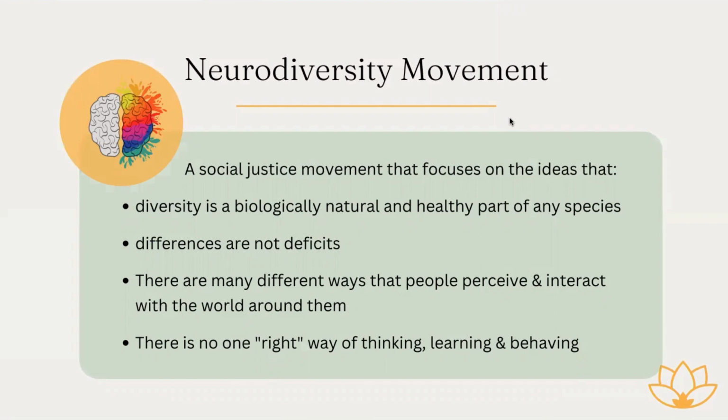It goes along with the belief that there are many different ways that people perceive and interact with the world around them, and that there isn't one right way to think, learn, and behave. So we're really going to be focusing today on not looking at the deficits associated with being on the autism spectrum, but looking at it as differences in the way that the brain functions, the way that people think, act, and behave.